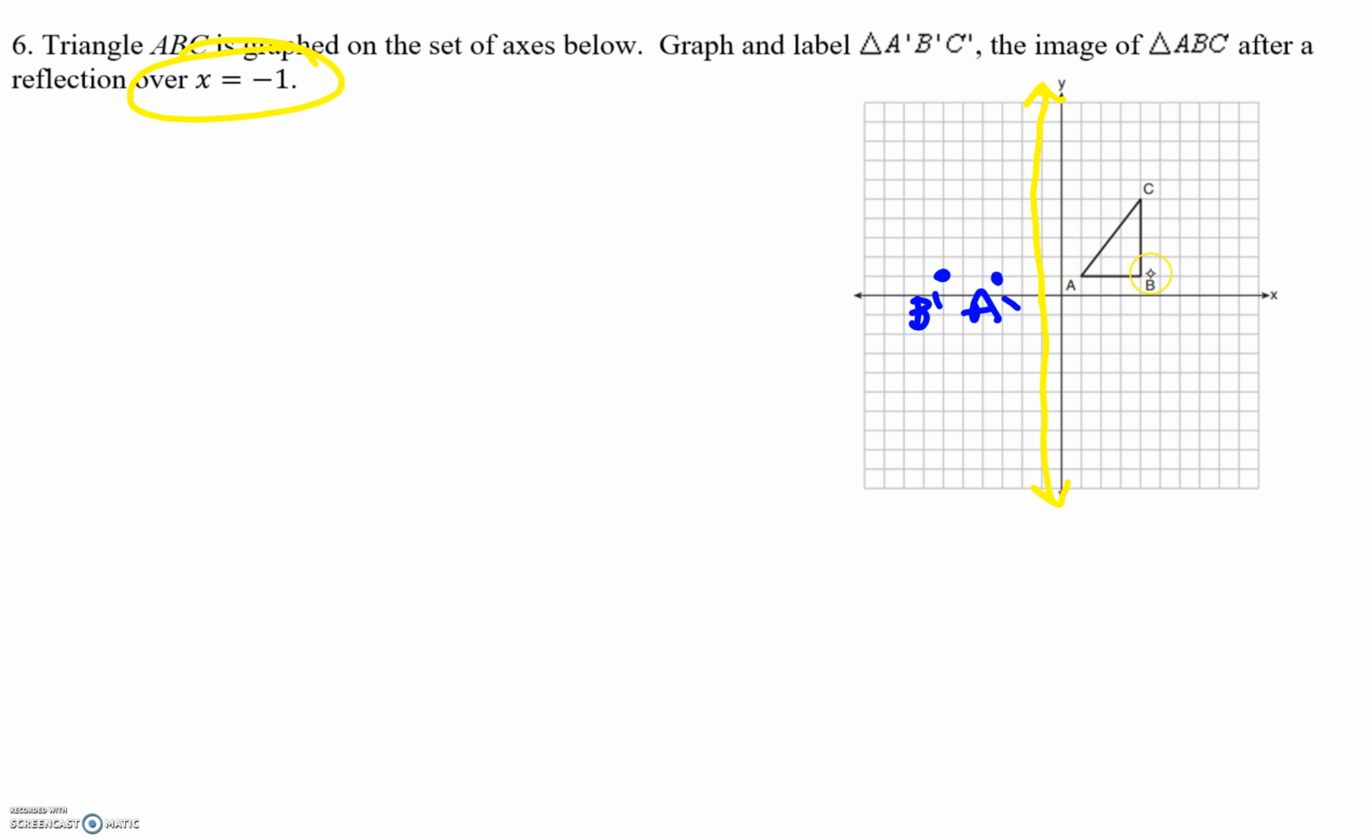Now I'm going to do the same from B to C. 1, 2, 3, 4. 1, 2, 3, 4. And I have to connect all my vertices. Since my original image was a triangle, my final image has to be a triangle.